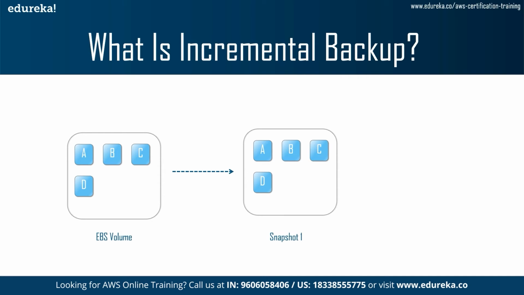Now, after 1 week, say you make some changes inside your EBS volume, say in block E. So your second snapshot after a week will only provide you a snapshot of the updated block, in this case, block E. Now, they won't replicate blocks A, B, C, and D again since the data is already saved in snapshot 1. So backing up only the blocks that changed is called incremental backup.